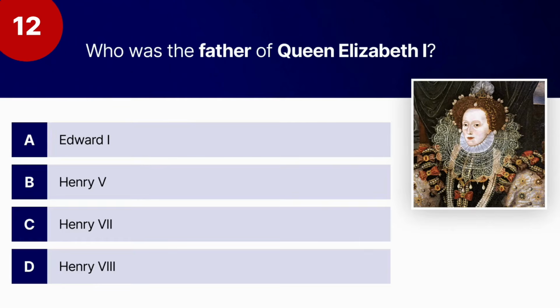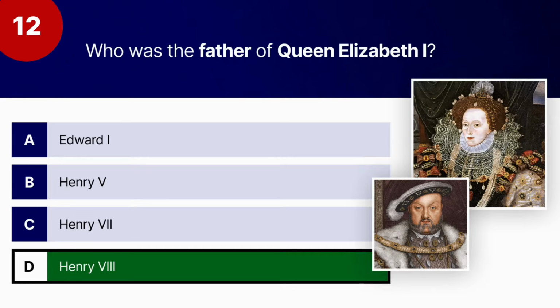Who was the father of Queen Elizabeth I? A. Edward I. B. Henry V. C. Henry VII. D. Henry VIII. The answer is D. Henry VIII.